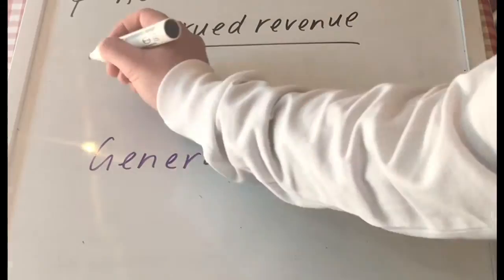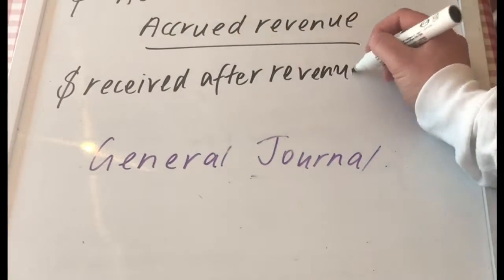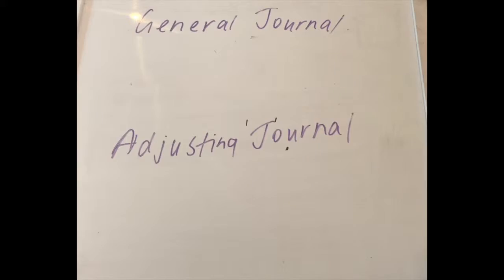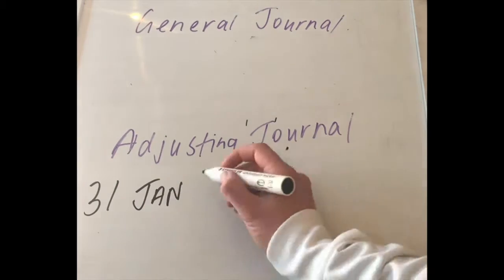Secondly, accrued revenue refers to cash received after revenue is earned. Initially, when cash is collected, accounts receivable is decreased and cash is increased. The adjusting entry increases both revenue and accounts receivable.